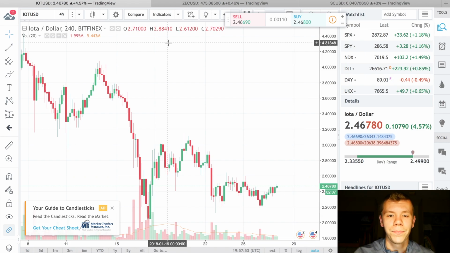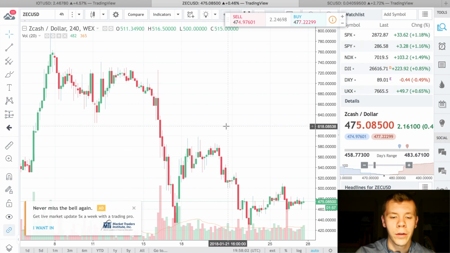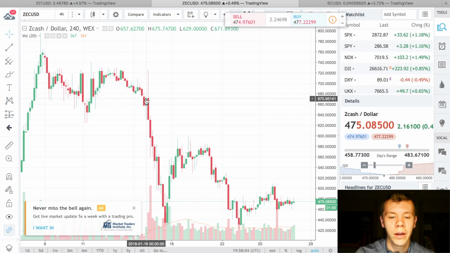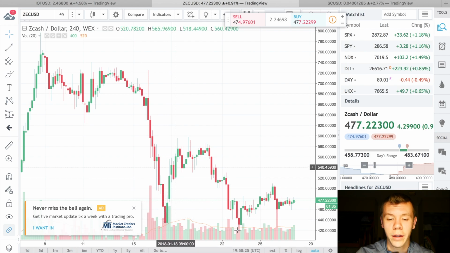So that's Iota. Let's jump right into Zcash. So Zcash is currently trading at $475. On the 15th, it was as high as 670. It also found support lines at 430. It also found more support lines at 430. So keep that in mind when you're looking to trade this. If it does fall to the 430 mark, if it holds that, you could see a rebound like it did here, like it did here.